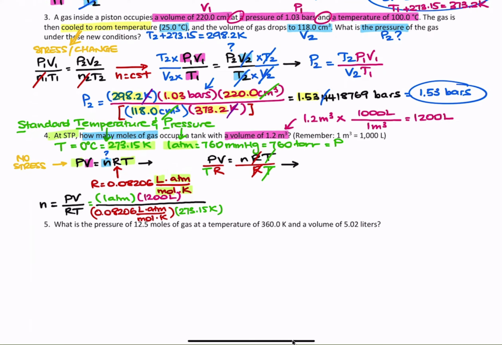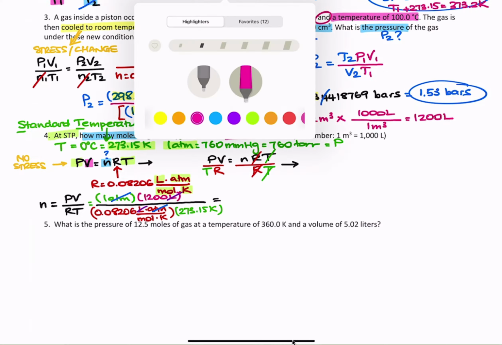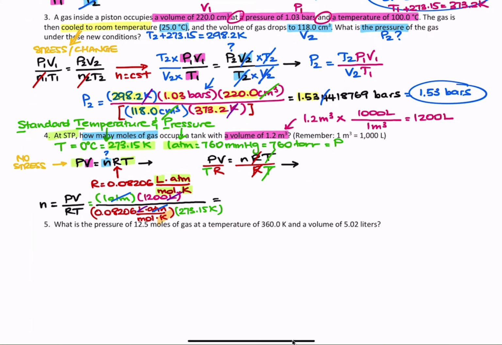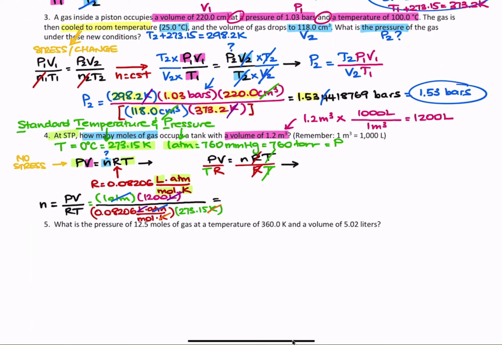Plug this into your calculator, and check that your units cancel properly: atm with atm, liter with liter, Kelvin with Kelvin, so you're left with mole, which is the unit you're looking for. This is equal on your calculator to, to 2 sig figs, 54 moles.